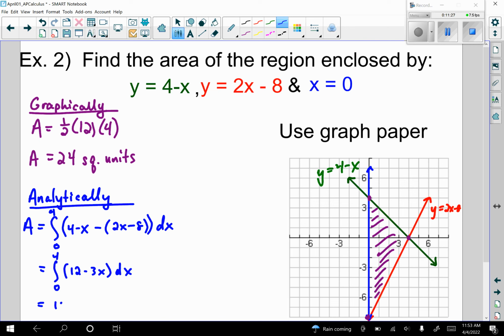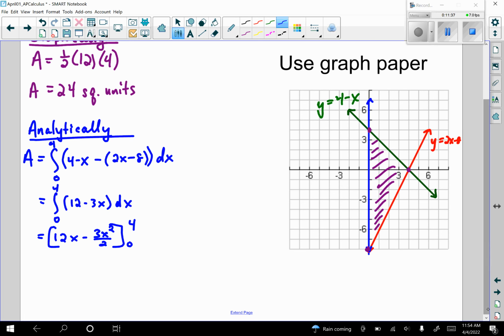Take the antiderivative, we'll get 12x minus 3x squared over 2 as x goes from 0 to 4. And again, this one's nice to do by hand because our bottom number is 0, so we really don't have to substitute that in. It's just going to be 0. So we'll get 12 times 4, which is 48. And then we'll get 3 times 4 squared, so that's 48 over 2, which will give us 24. And then this turns out to be 24 square units, which matched what we saw up here.